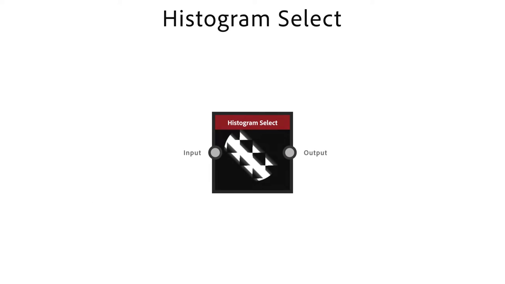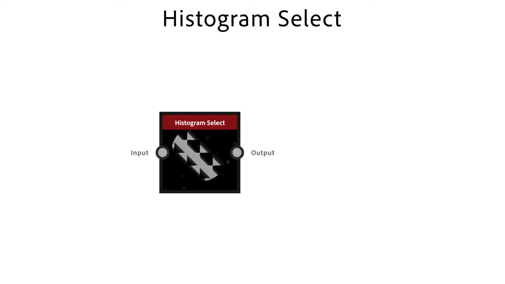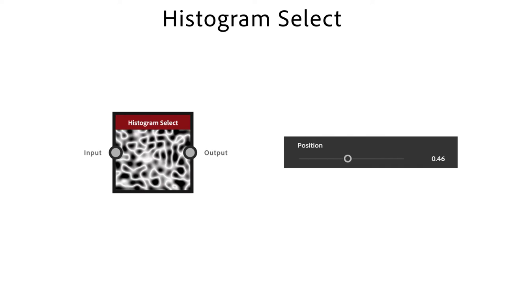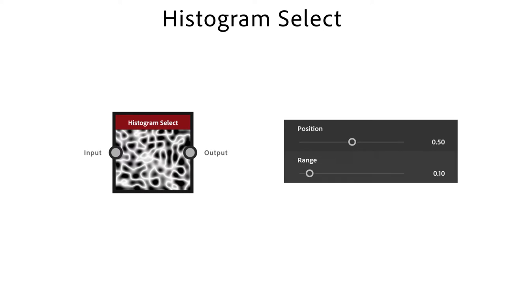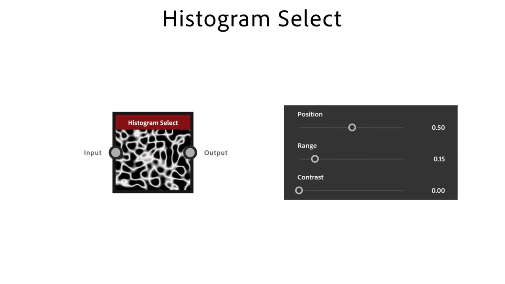The histogram select node is great to set the grayscale value middle point position and select the range around it. Position sets the middle position where the range selection happens. Range is the width of the selection range. Adjust the contrast of the selection.